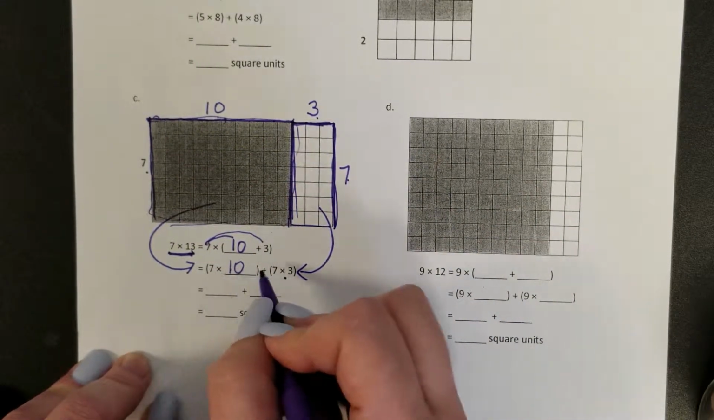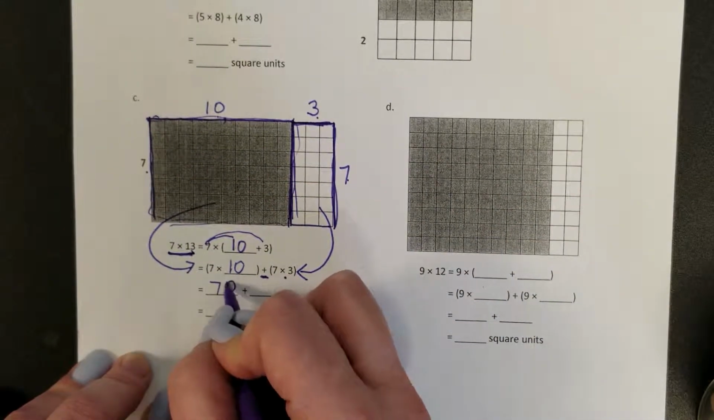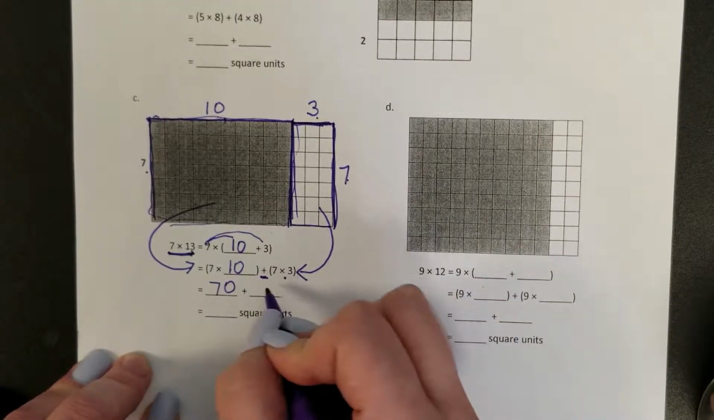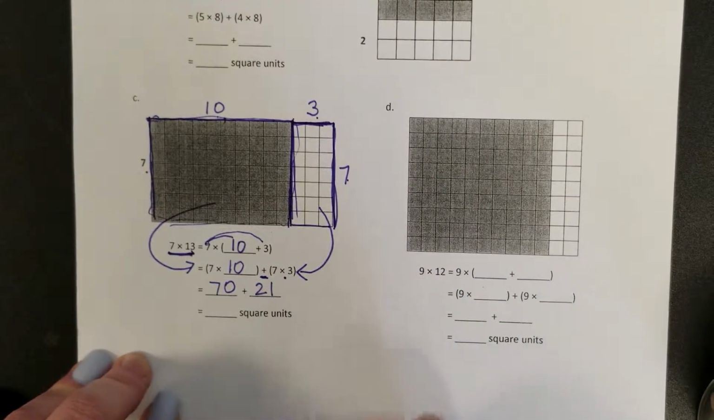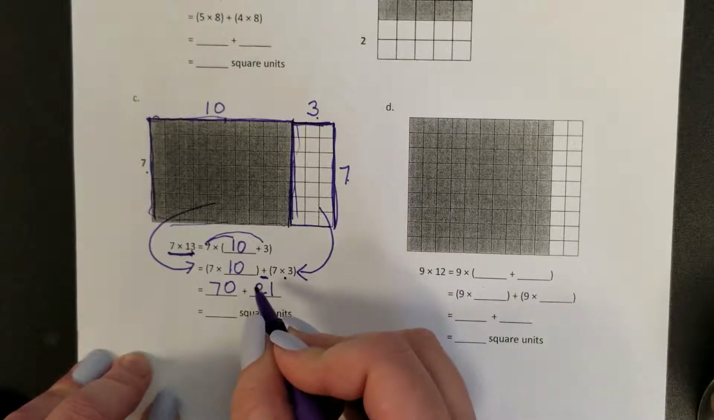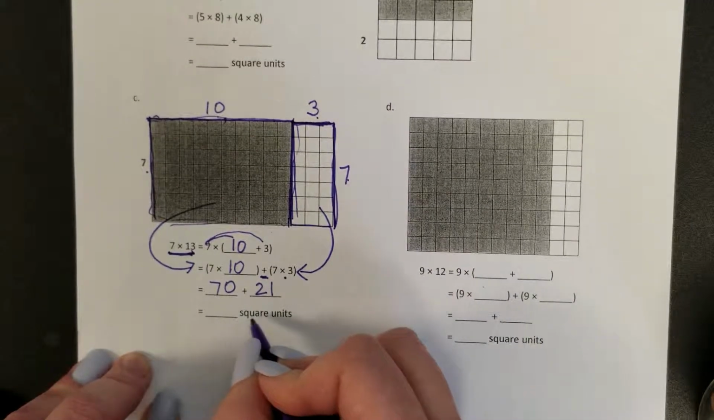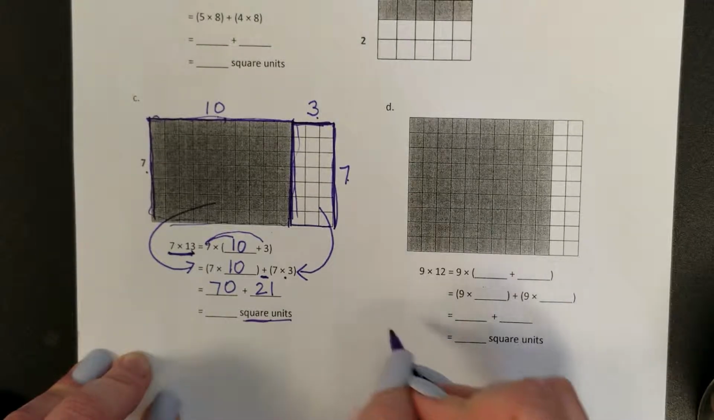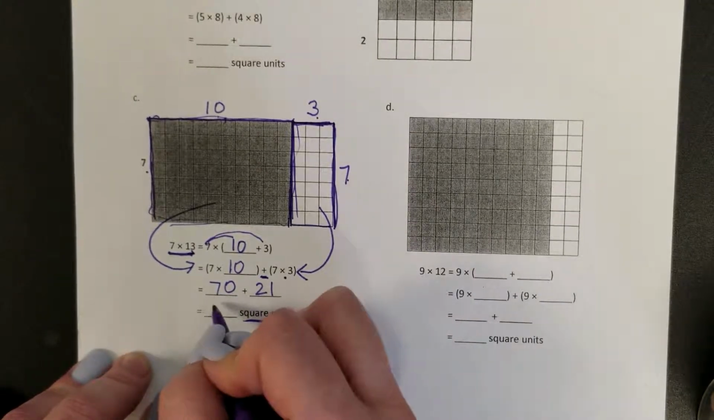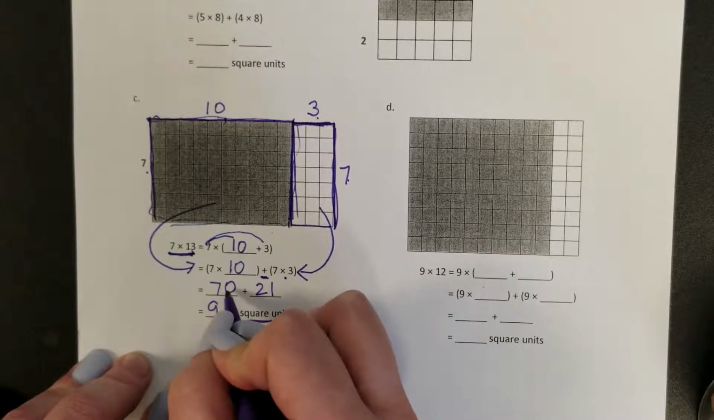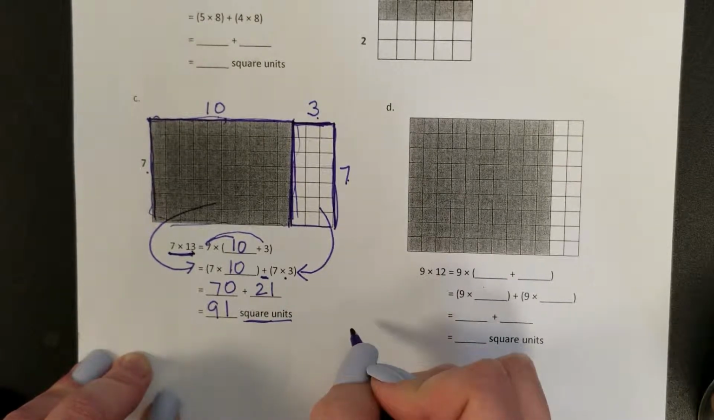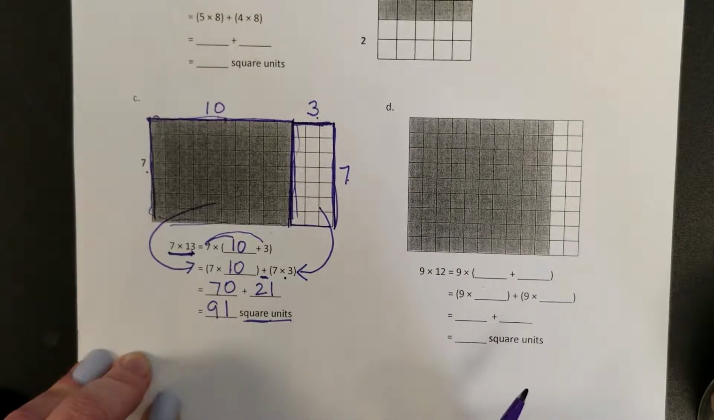So now I can do 7 times 10, and because we know our tens, we know that's 70. 7 times 3 is 21. And now all I have to do is add together those products to find the sum right here, and it's already labeled for me, square units. So I have to just add 70 plus 21, and I'll know that my answer is 91.